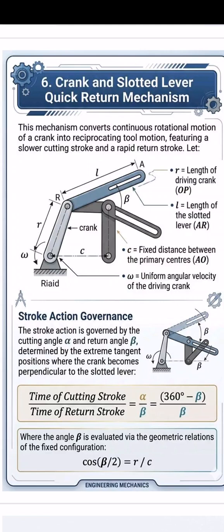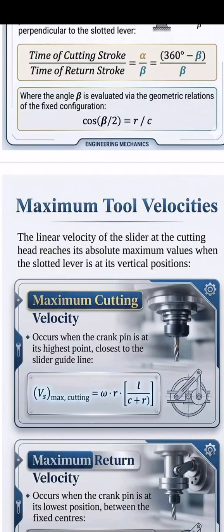Time of cutting stroke by time of return stroke equals alpha by beta, which is (360 minus beta) by beta, where the angle beta is evaluated via geometric relations of the fixed configuration, cos(beta/2) evaluation.